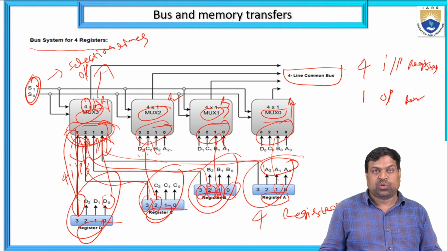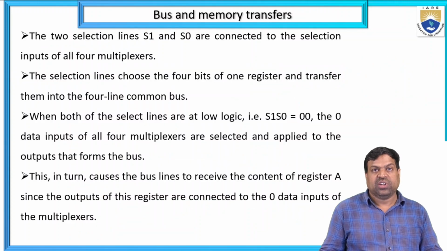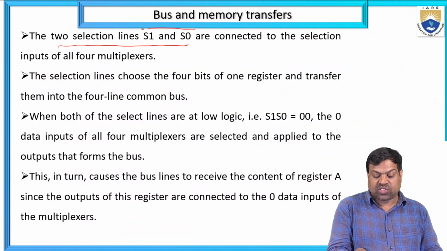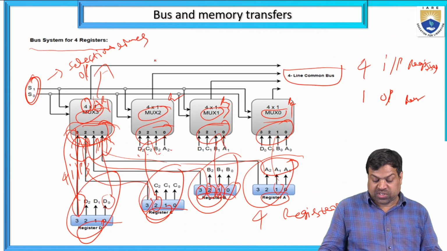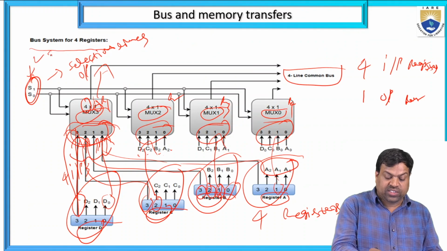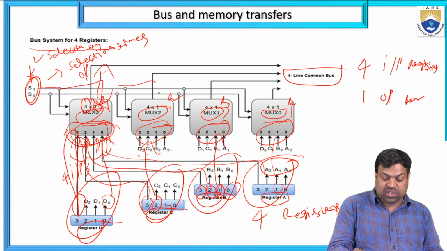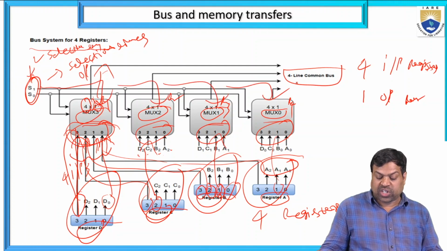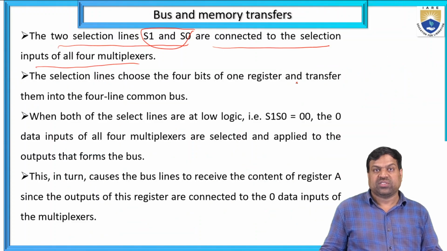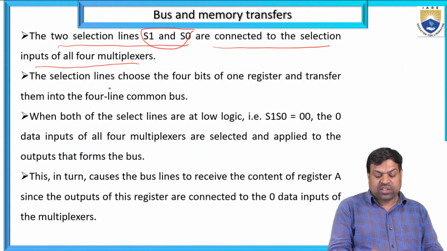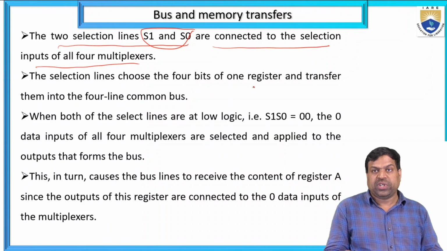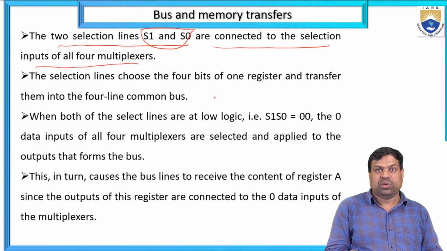So in this multiplexer, majorly we have to discuss the 2 switching lines S0 and S1. Here the 2 selection lines S0 and S1 are connected to the selection inputs of the 4 multiplexers. These are the 2 selection lines which are connected to how many multiplexers? 1, 2, 3, 4, the 4 multiplexers as inputs, and the selection line chooses the 4 bits of one register and transfers them into the 4 lines of the common bus.